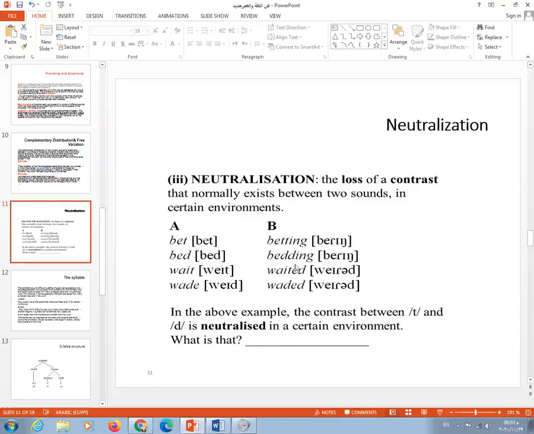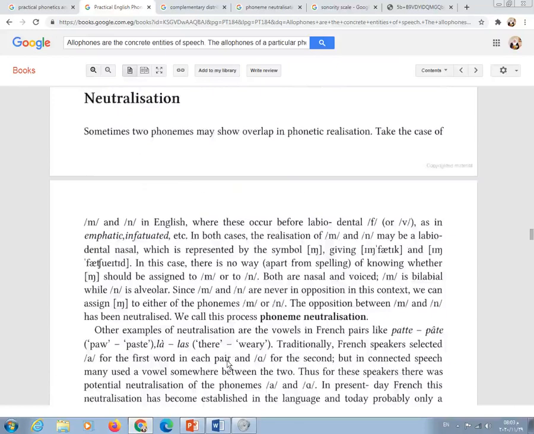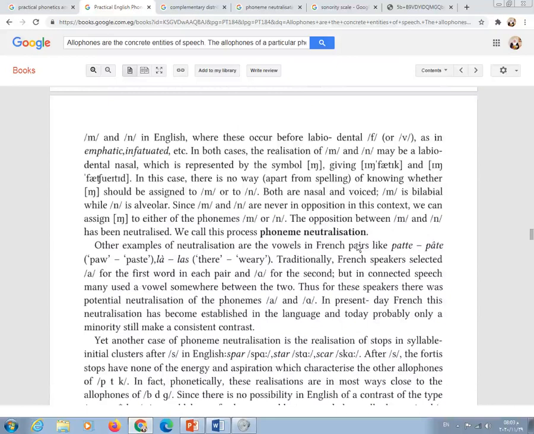Let's go back to our book for more examples. Okay, neutralization. Here it gives the two authors. By the way, we are discussing our book, Practical English Phonetics and Phonology. We have two examples here. The first example is m. The second is n. And this couple of sounds, as you see, are nasal consonants.